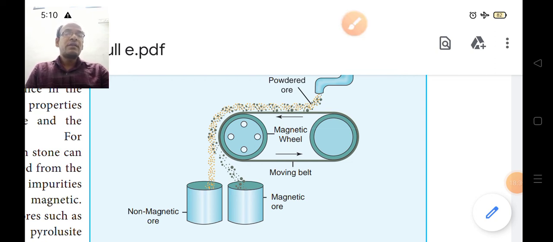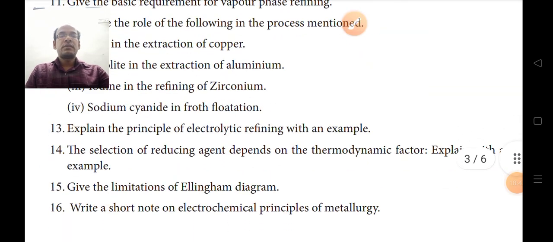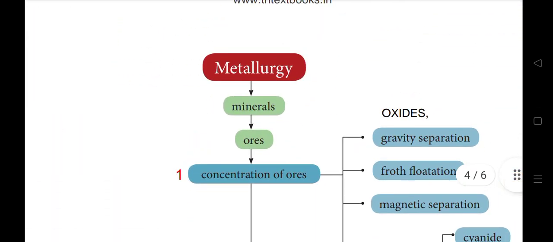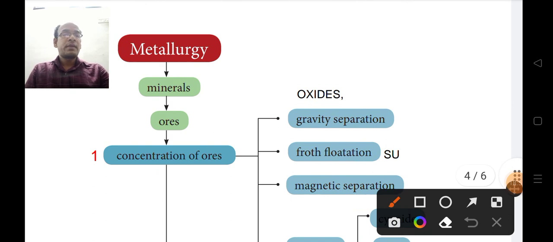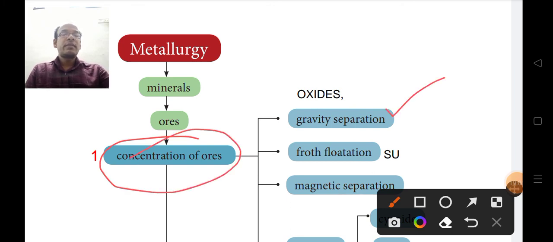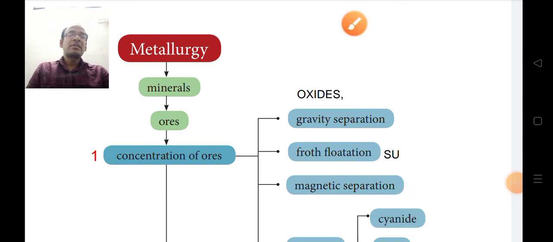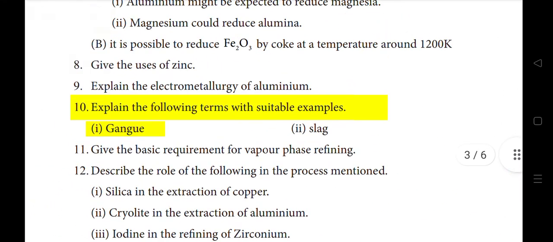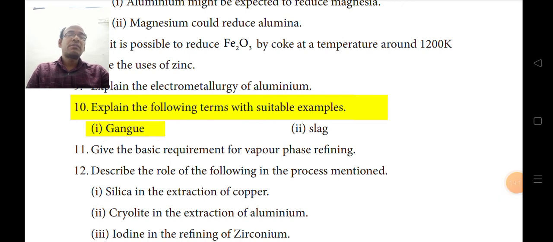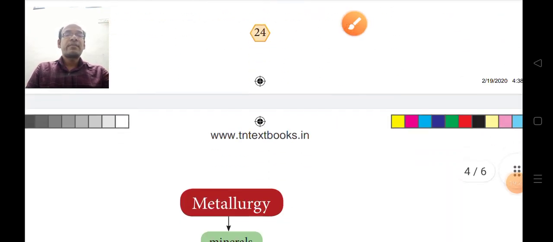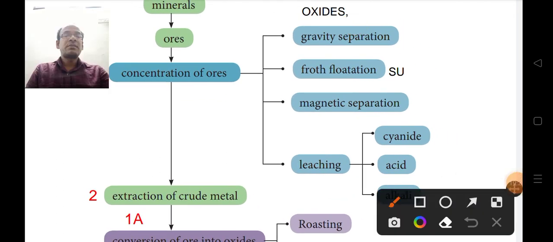Now, in this class, we saw the difference between minerals and ores, a definition for the concentration of ores, and gravity separation method and magnetic separation method. Also, gangue with suitable examples. Next class, we will see the other concentration methods, that is leaching and flotation method.